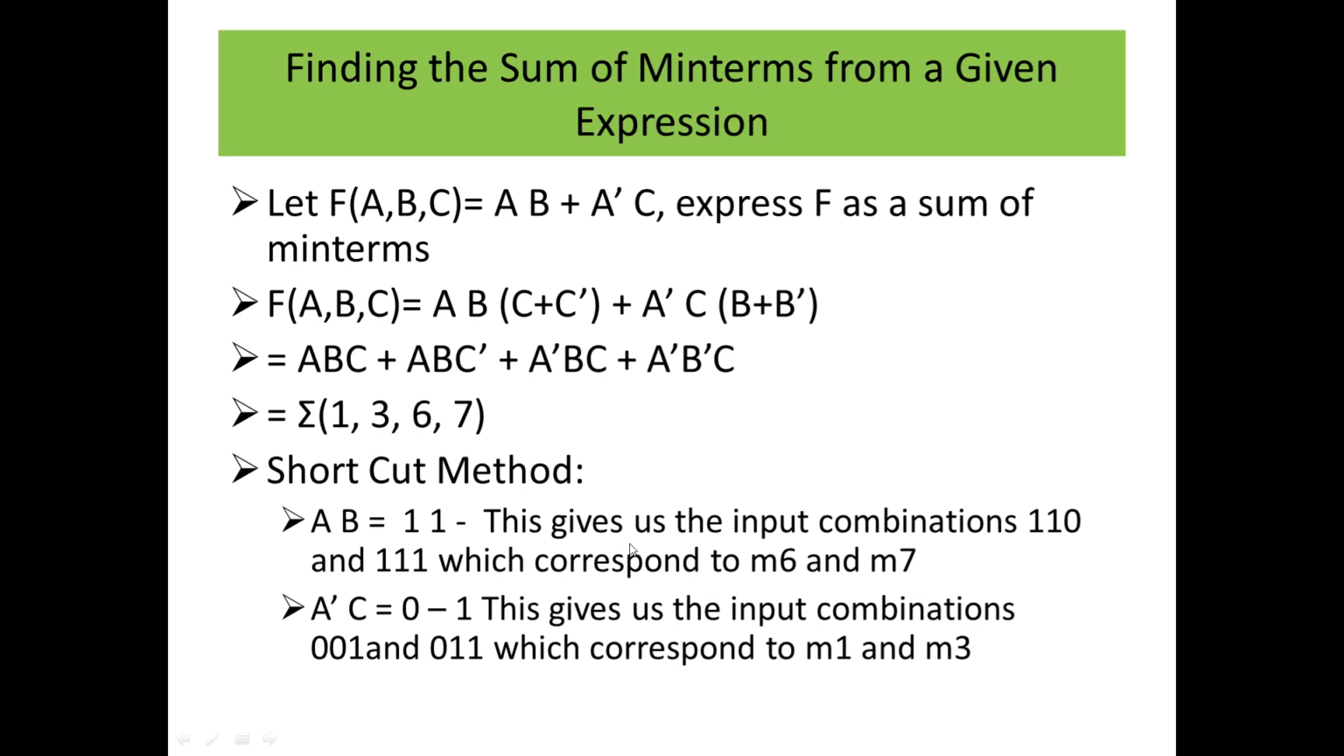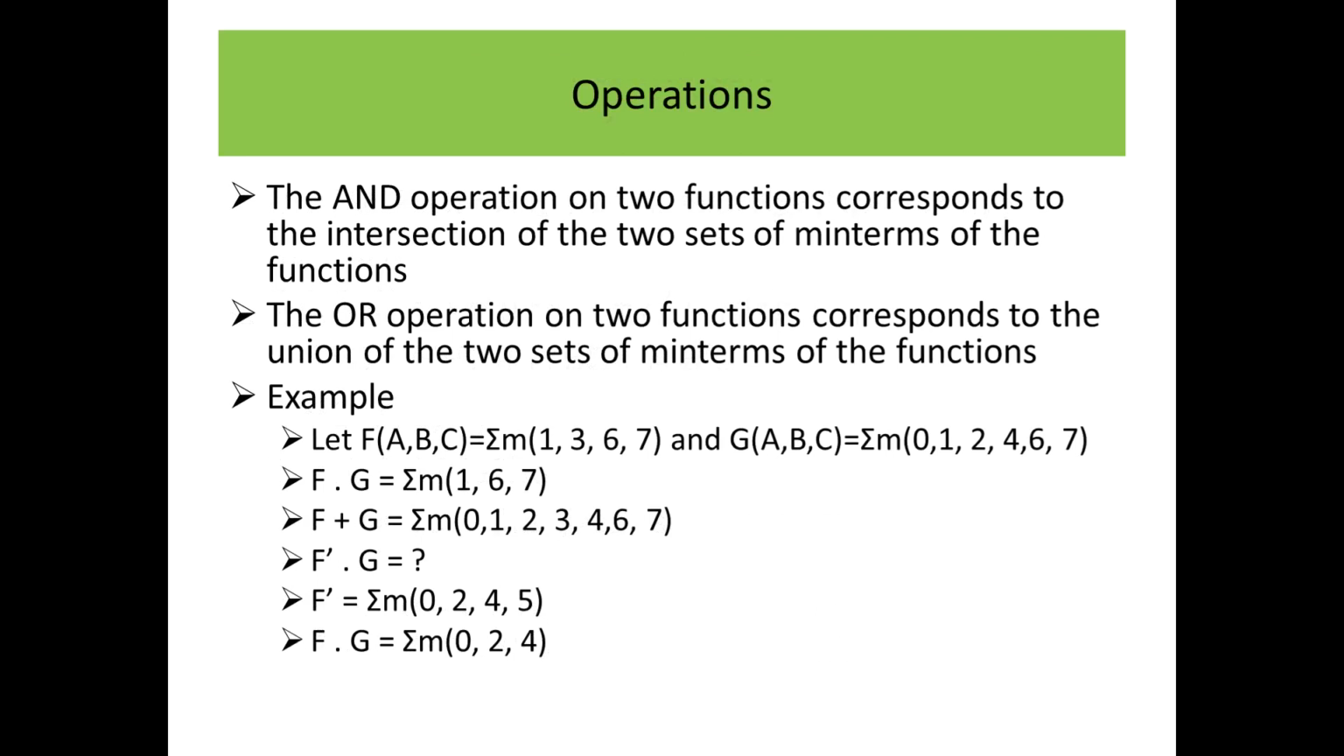This is also a shortcut method to represent it in the sum of minterms if it is in the sum of product terms. Operations. The AND operation on two functions corresponds to the intersection of the two sets of minterms of the functions. The OR operation on two functions corresponds to the union of the two sets of the minterms of the functions. Okay. Students, listen here.